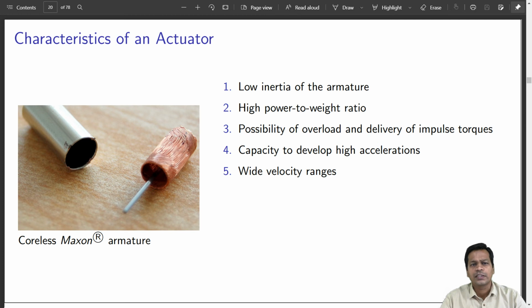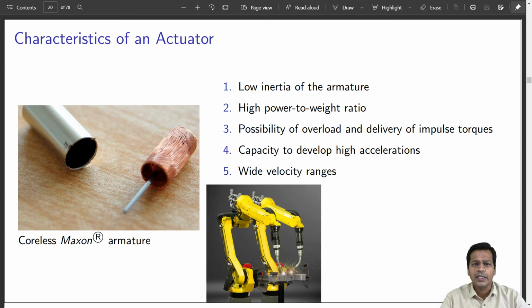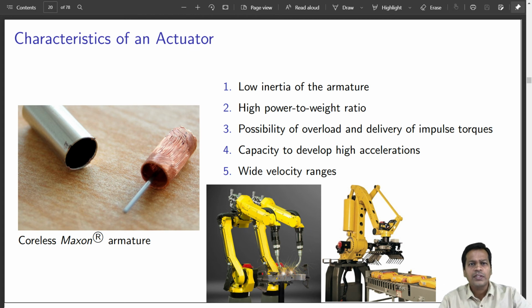Wide velocity ranges. Industrial robots are designed to be used for a variety of tasks. It ranges from a slow welding or a painting job to high speed palletizing job. Having such diverse set of applications in any flexible manufacturing setup in any industry requires its robot to be capable of generating a wide range of velocities.